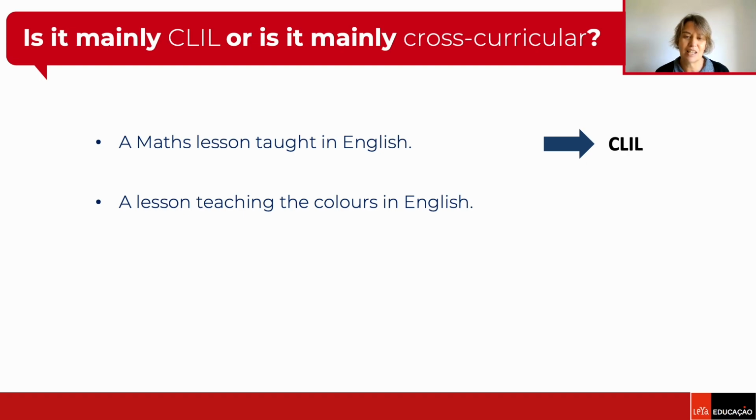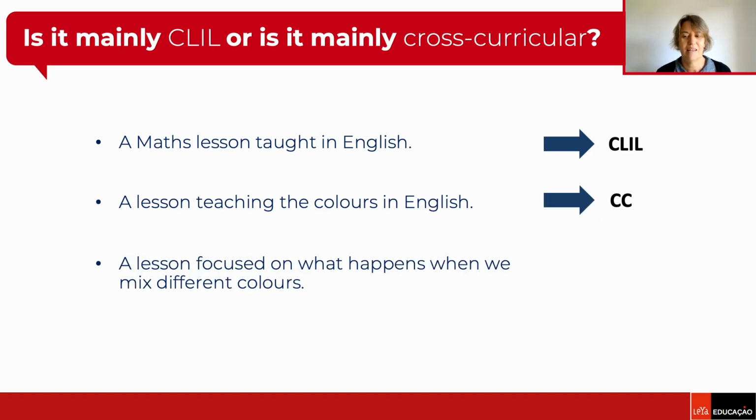What about a lesson teaching the colors in English? Do you think that's CLIL or cross-curricular? This one for me is cross-curricular because my goal is to teach them the colors. So it's a language aim. What about the next one? A lesson focused on what happens when we mix different colors in English. Now here, of course, we're going to be talking about the colors, but our goal is to teach them what happens when we mix things, right? So here, for me, that is a CLIL lesson.